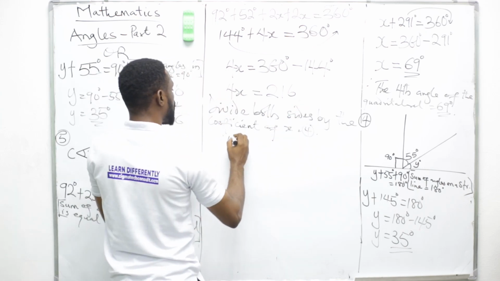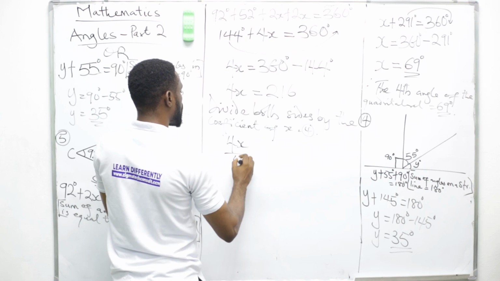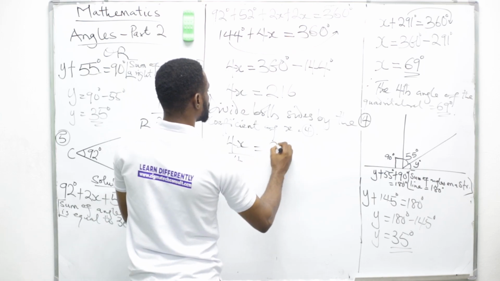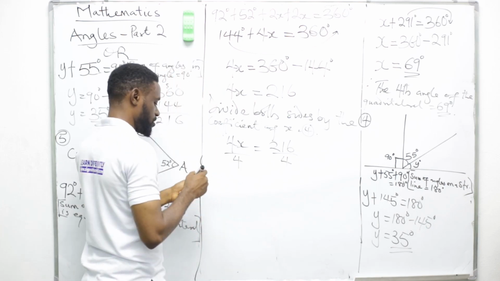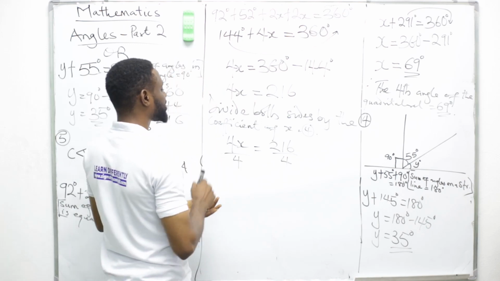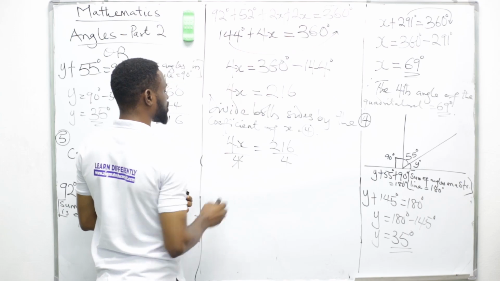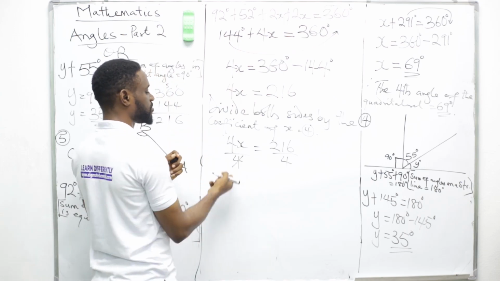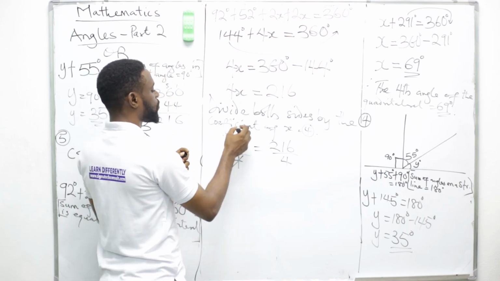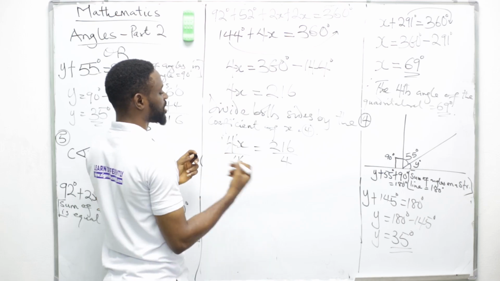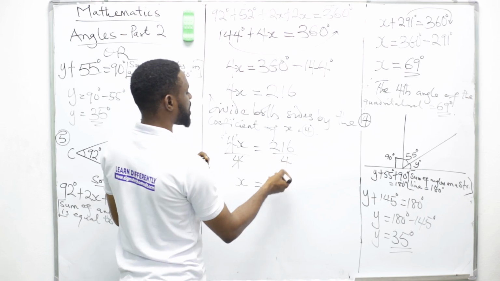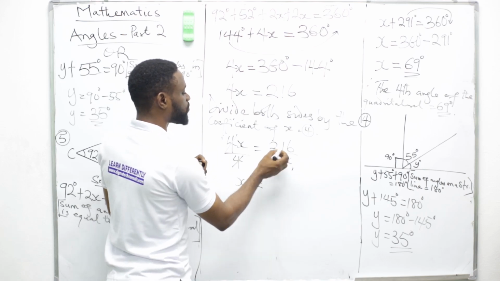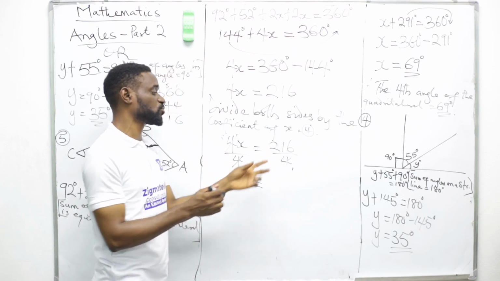Okay, so we have 4x over 4 is equal to 216 over 4. Okay, all right, so what that will mean is 4 into itself is 1, because they have common factors there. 4 into 4 is 1. 1 divided by 1 is 1 times x is x. Then this is now 4 into itself is 1. 4 into 21, because 4 into 2.